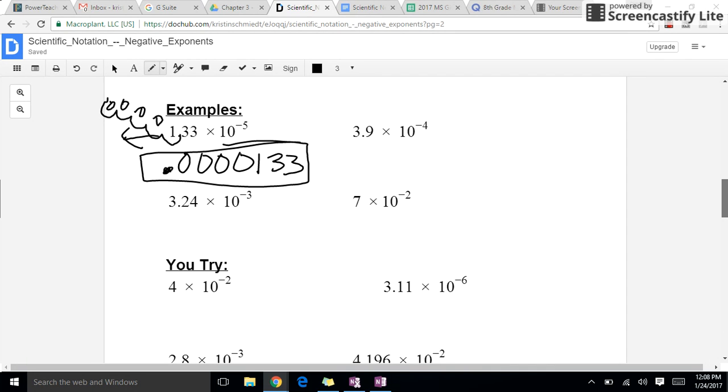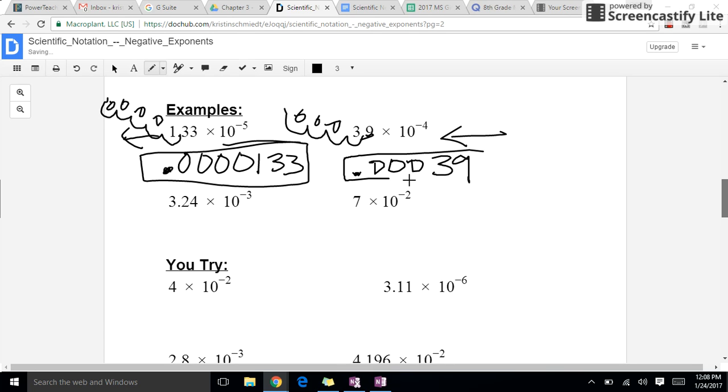So let's look at this next one over here. It looks to me like we got a negative exponent. So I know it's going to go to the left. Right, so we go left. And 4 times? Yep, 4 times. So we start here. We go 1, 2, 3, 4. And if I remember correctly, we put zeros in those loops. Yep. So now our answer: decimal point, 3 zeros, and 39. Pretty simple.